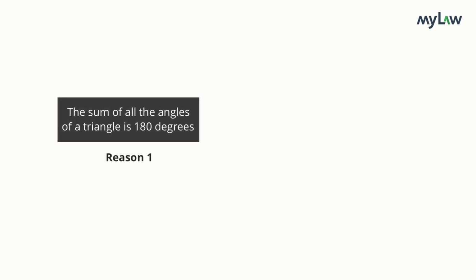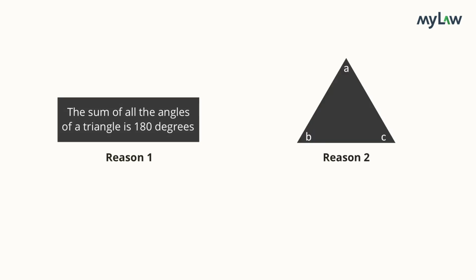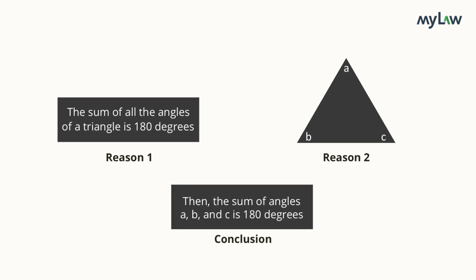Let's take another example. Reason 1. The sum of all the angles of a triangle is 180 degrees. Reason 2, A, B, and C are the three angles of the triangle ABC. The conclusion that then the sum of the angles A, B, and C is 180 degrees is inescapable. If the two reasons are true, then the conclusion is automatically true. Let's look at another simple example.